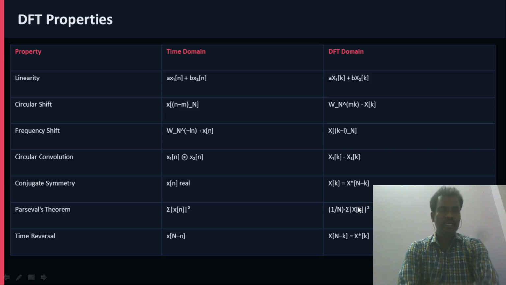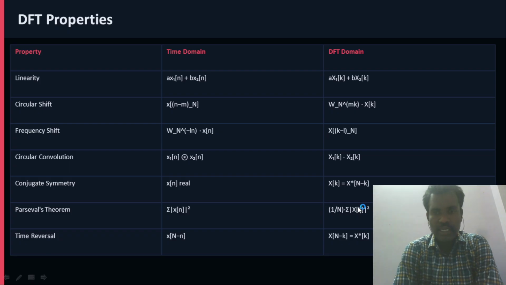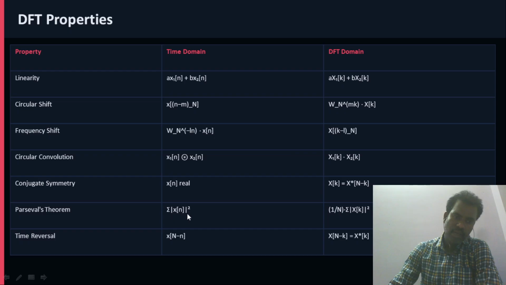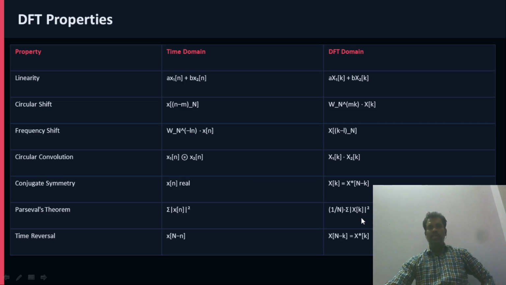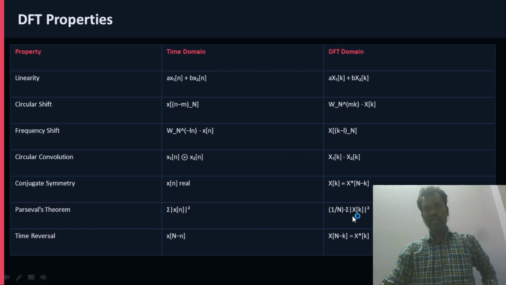And another important thing is Parseval's theorem. So Parseval's theorem indicates that if you find the energy of a signal in time domain, that is equal to the energy of the signal found by using the spectrum also. So energy of the signal x of n is sigma x of n square. Similarly, energy in frequency domain is 1 by N sigma X of k square. That is Parseval's theorem.